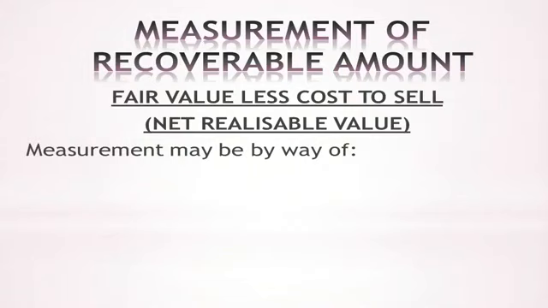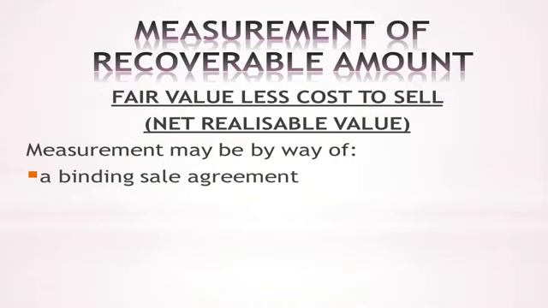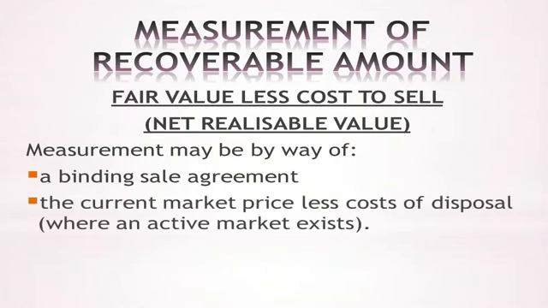Now, to measure the fair value less cost to sell, we can use a binding sale agreement. When there is a sale agreement, the price stated in the contract becomes the fair value, and any cost we incur in that contract becomes the cost to sell. Alternatively, we use the current market price less the cost of disposal, and this applies in an active market. We pick the price of that particular non-current asset and deduct its cost of disposal from it. That's the cost we incur when we sell the asset.